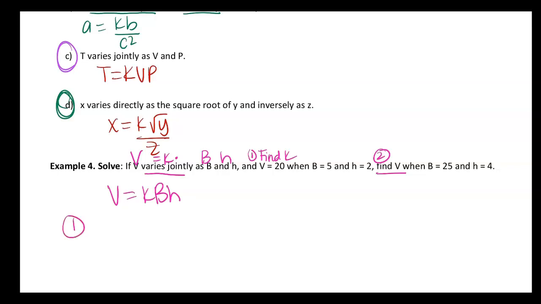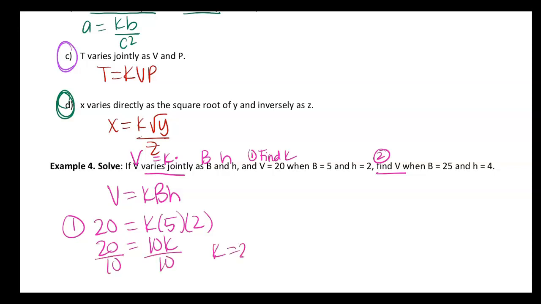Okay, step 1, the actual step 1 from the problem that I need to solve. We first need to find K. We're going to take our V, plug it in, take B, plug that in too. That is 5, not a 2. And then take H and plug that in. We're going to simplify and solve, so that'll give me 10K.